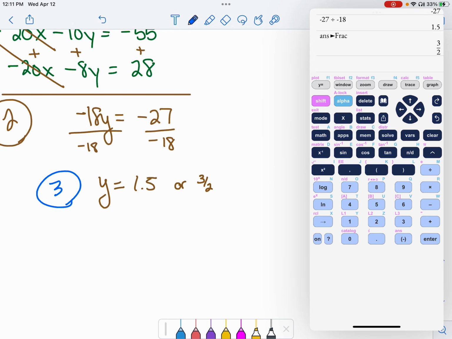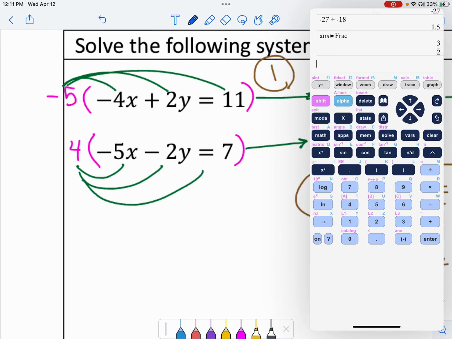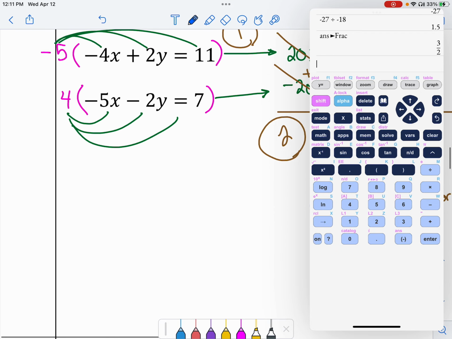That was step 3. Now last, step 4, okay? You can pick either of those original equations. I'm just going to pick negative 5x.